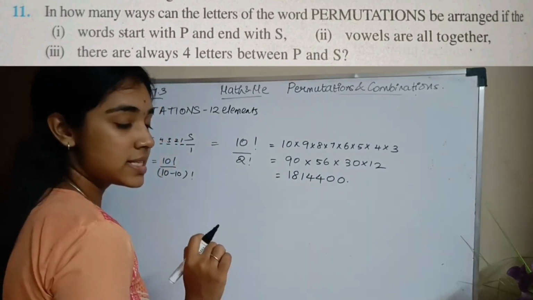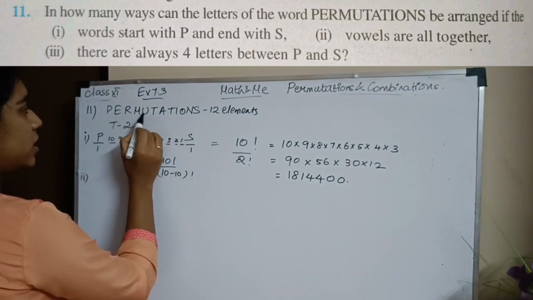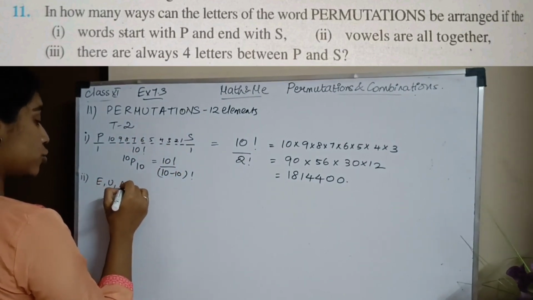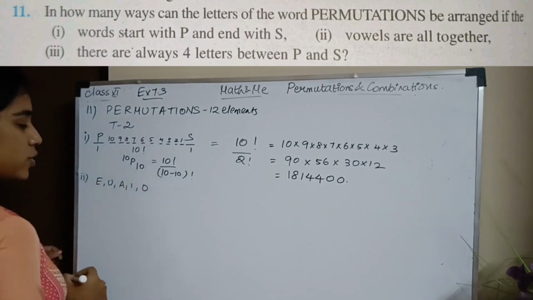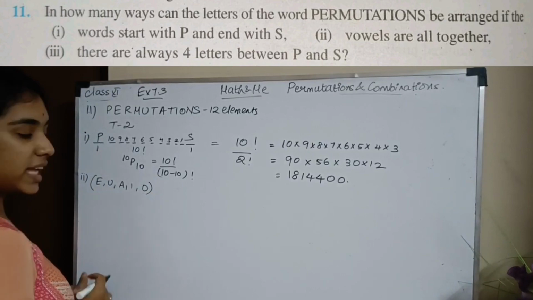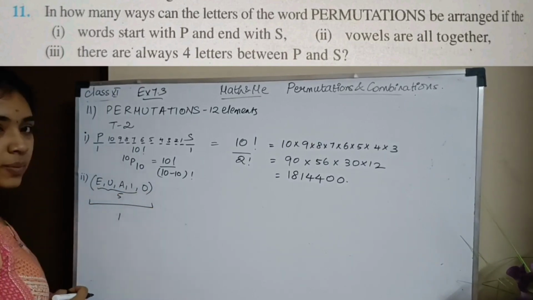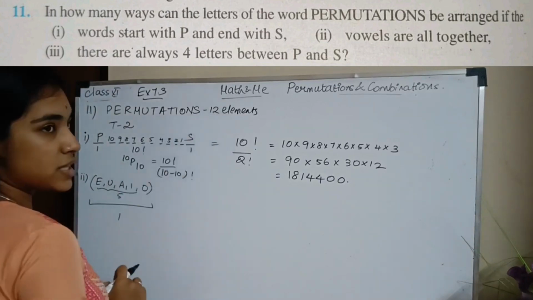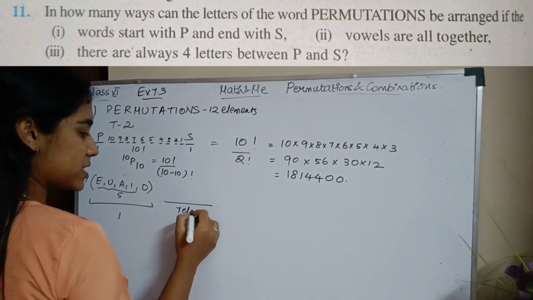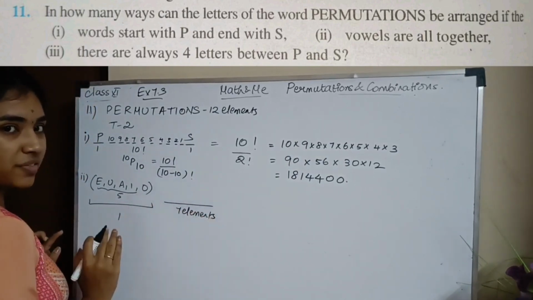Second option, vowels are all together. So all the vowels are together. How many vowels do you have? E, U, A, I, O. Okay, I have all the vowels. E, U, A, I, O. So I have 5 vowels which I am going to consider as one single element. So I have 5 elements, but I am going to consider this as one single element. I have 12 elements in total. Here 5 are gone, so I'll be left with 7 elements.